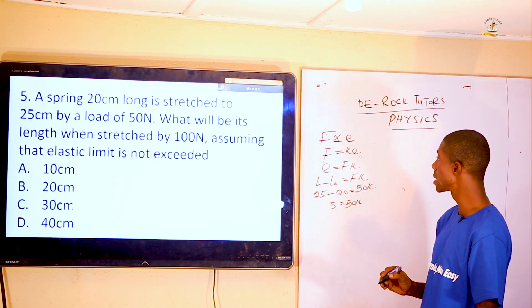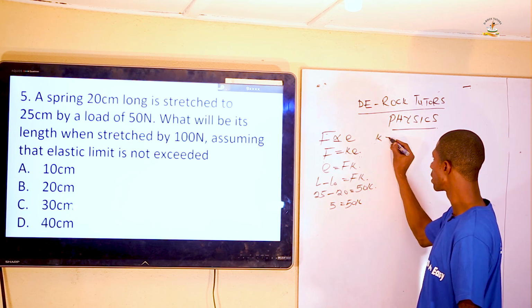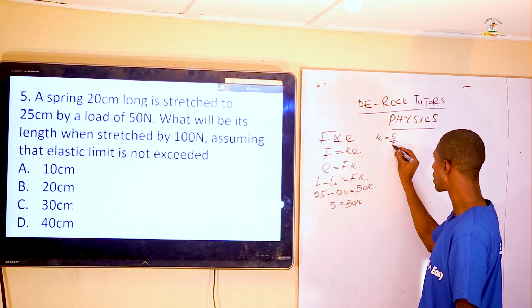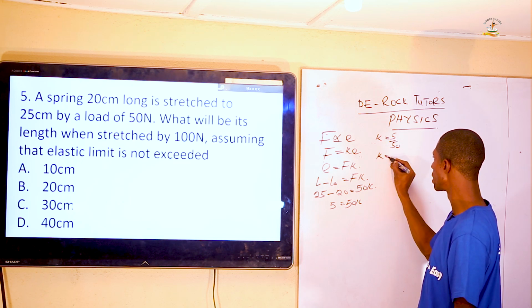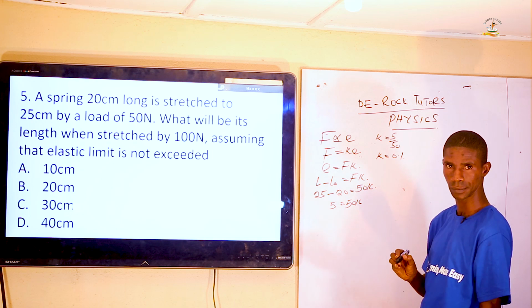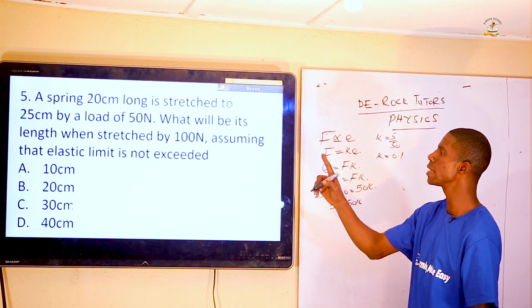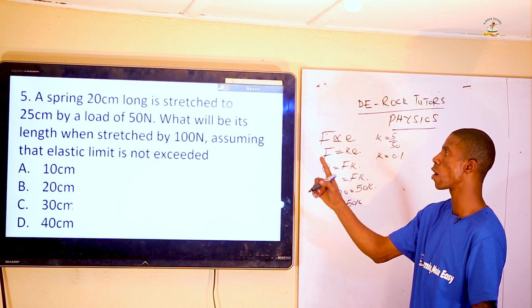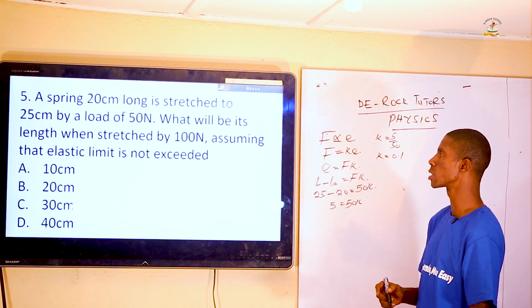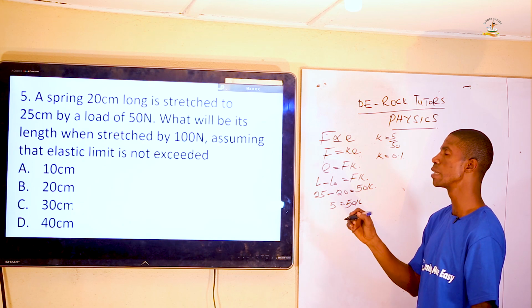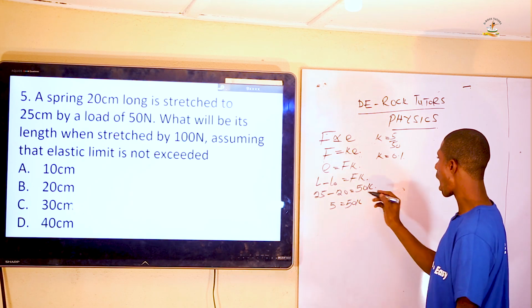I want to make K the subject of the formula. I will have K equals 5 over 50, and K will give me 0.1. Then I will go over it again. What will be its length when stretched by 100 Newton, assuming the elastic limit is not exceeded?